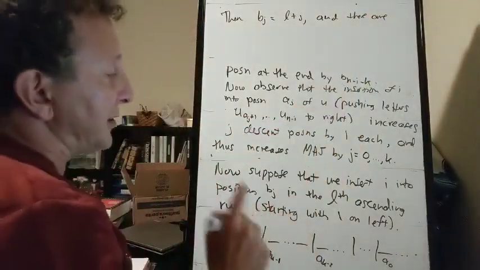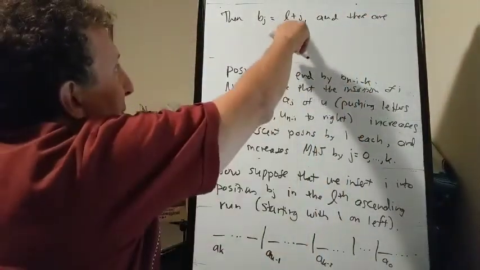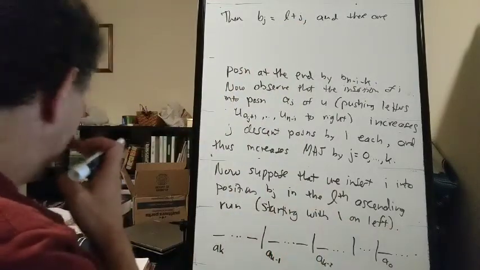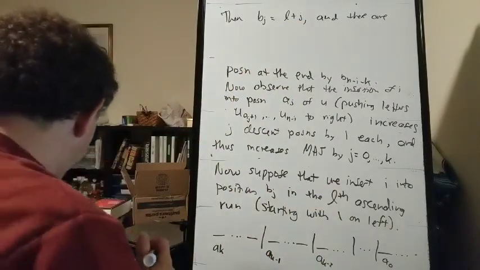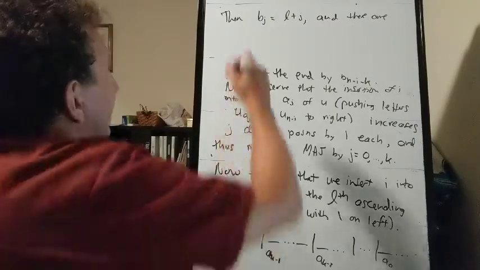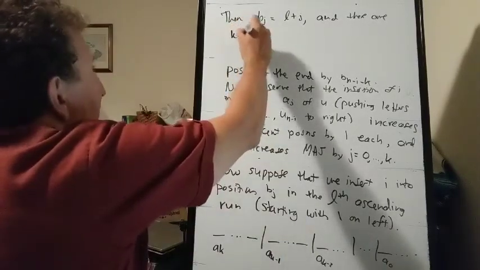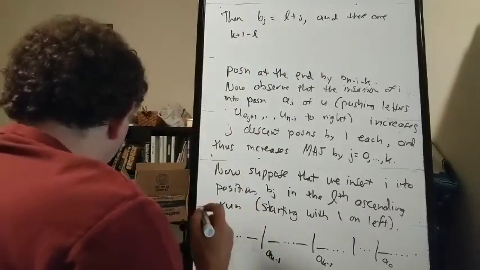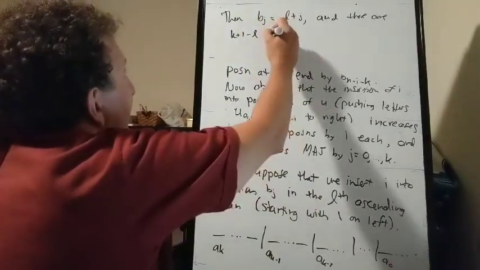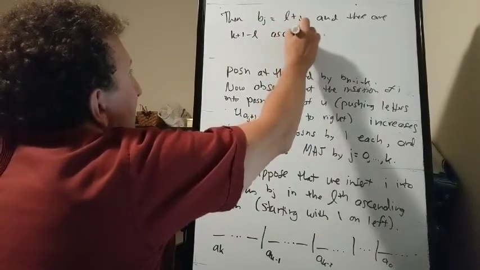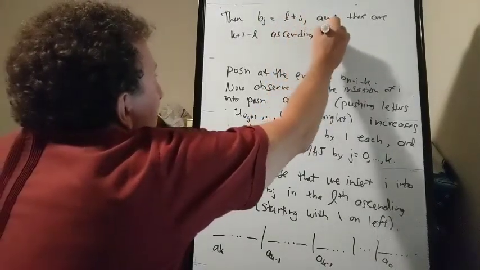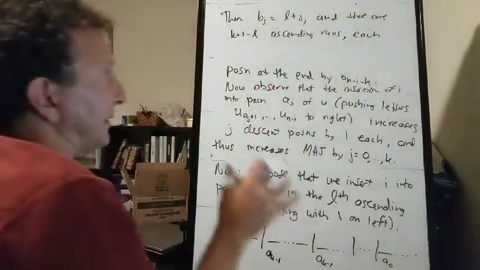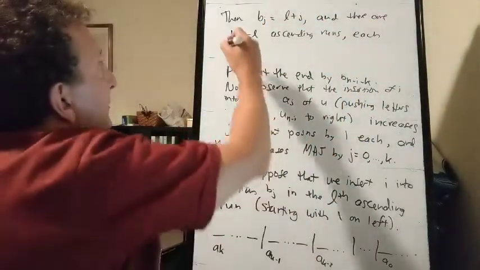So we're certainly going to have a new descent at position L plus j, and then how many descents to the right are going to get moved up by 1. So there's k plus 1 minus L ascending runs to the right. And each one of those ascending runs begins with a descent.